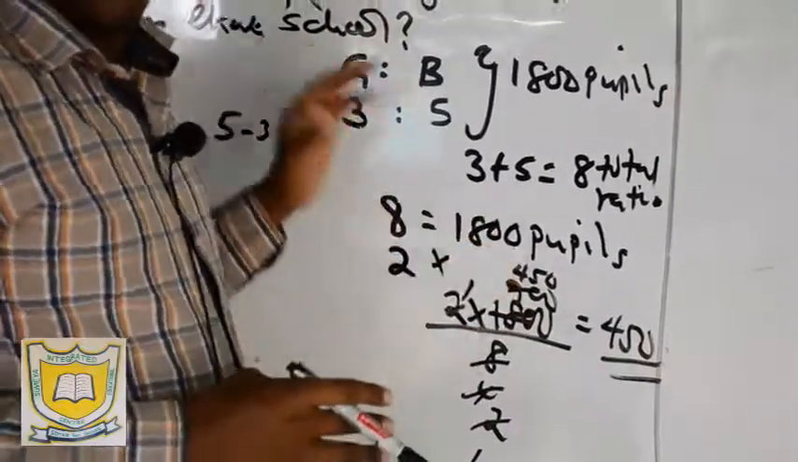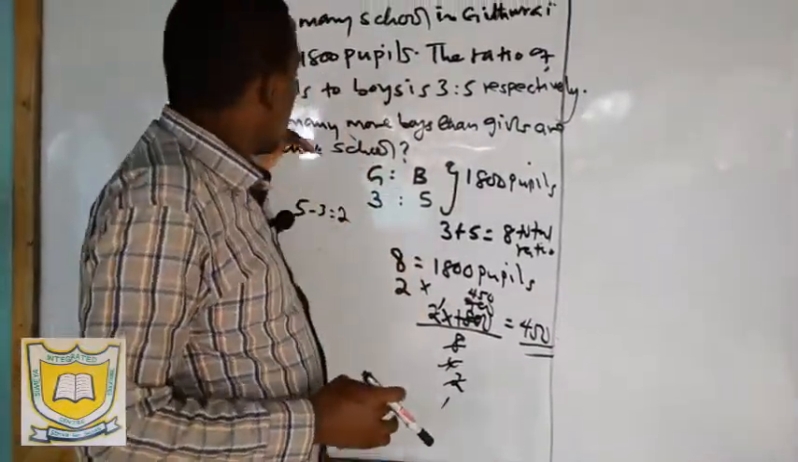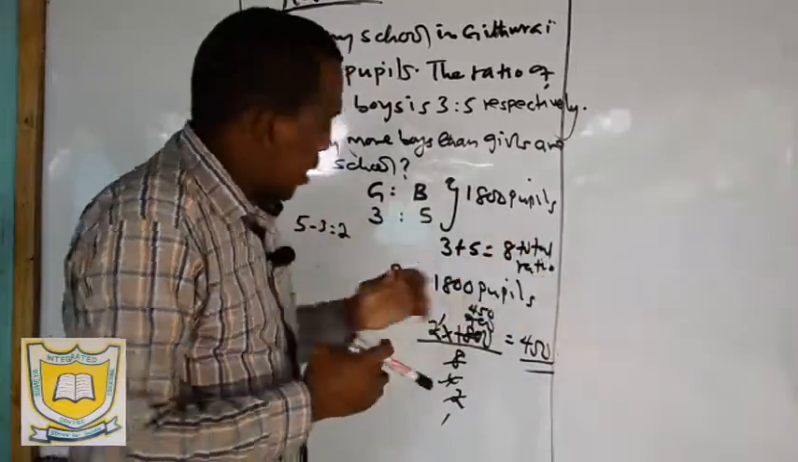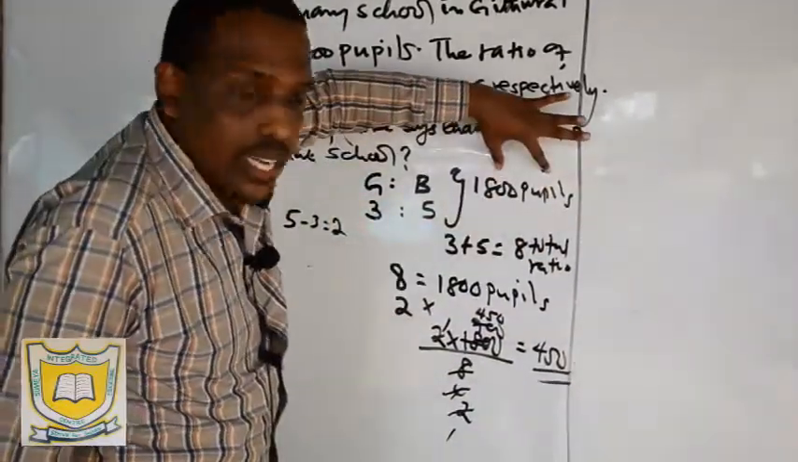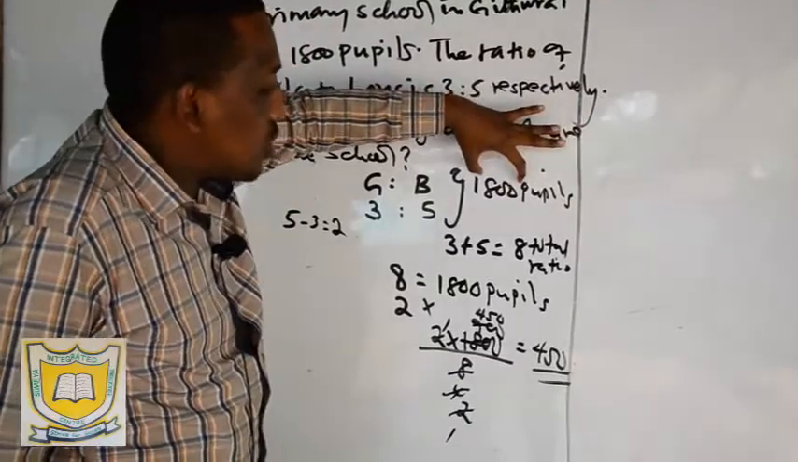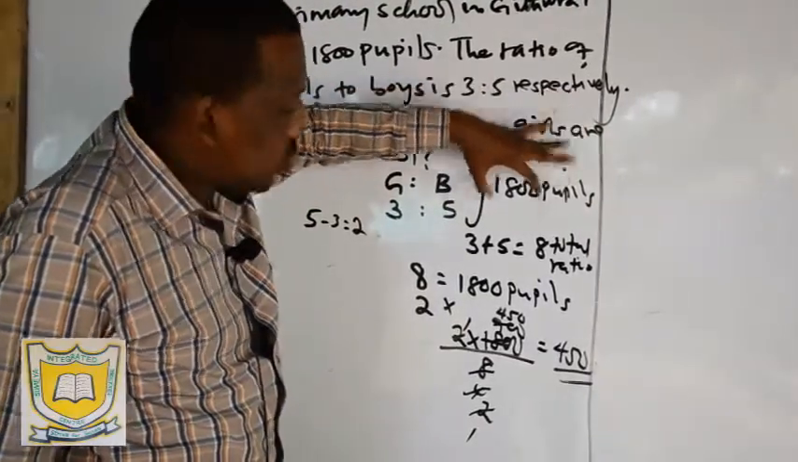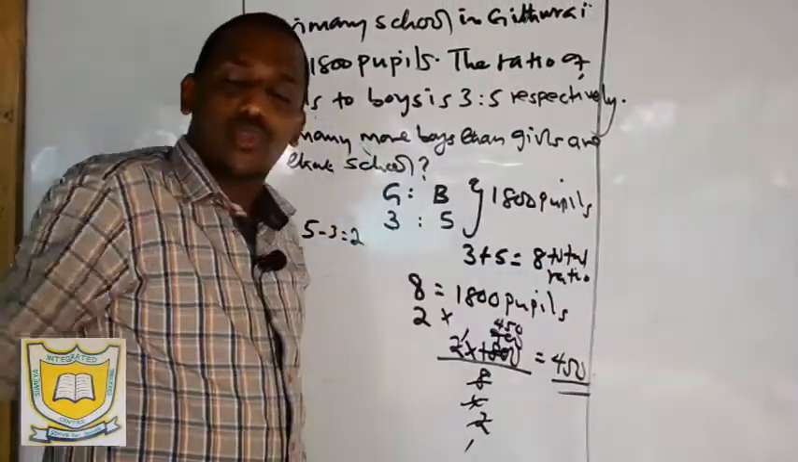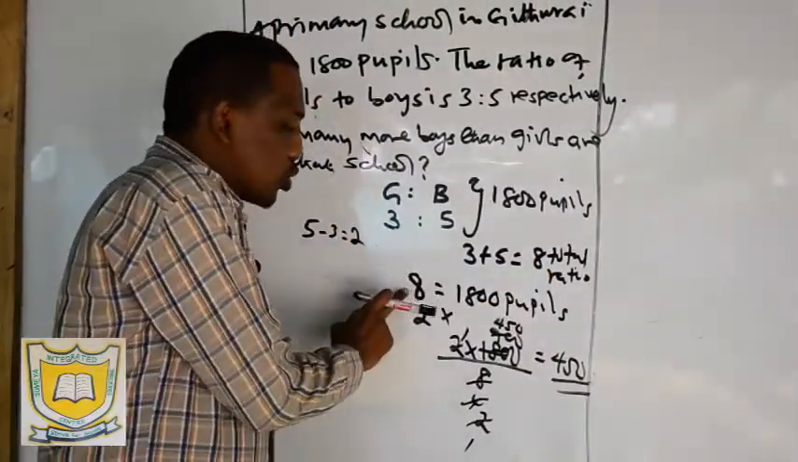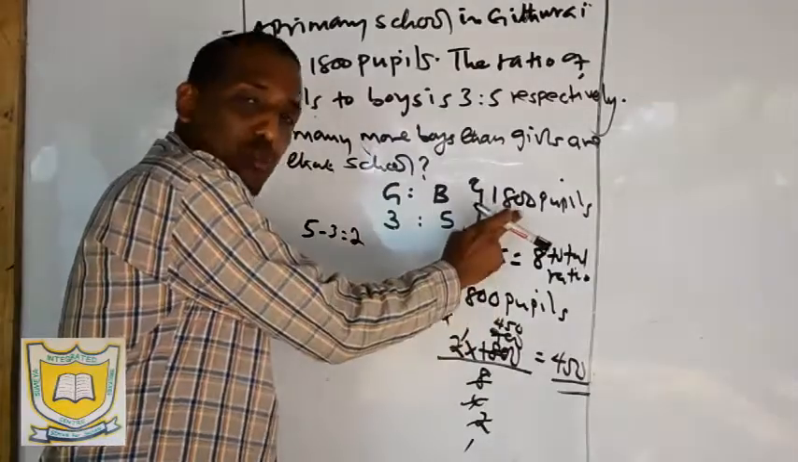That's how we do it. I'm repeating. The first ratio belongs to the girls because it comes first. So 3 to 5. Total 1,800. To get the total ratio now, what do we do? You add the 2 ratios. 3 plus 5 is 8. That is the total ratio now. So the total ratio, which is 8, is equal to the total number of pupils.